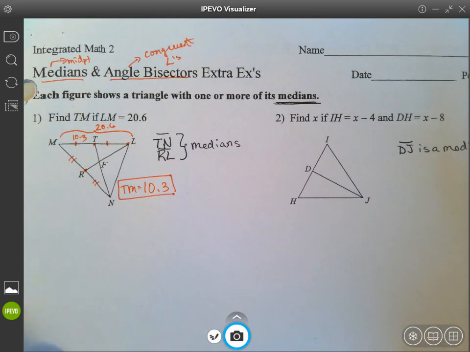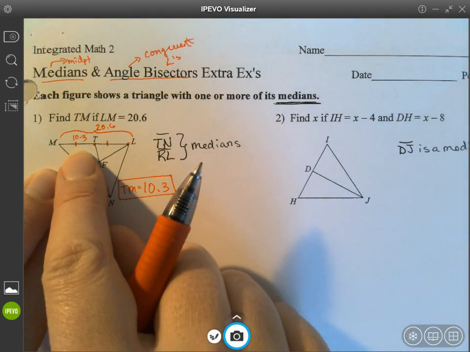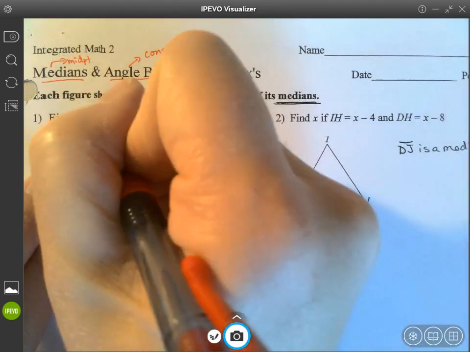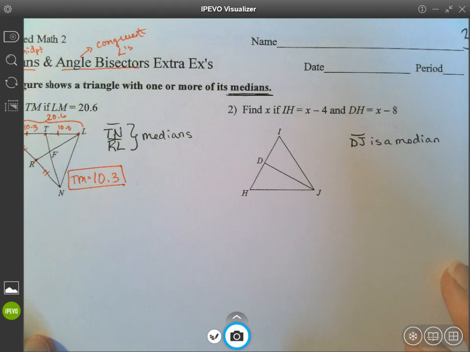All right. So it didn't really matter that this one was a median, but that's the idea that if we double 10.3, we'll get 20.6. This is also 10.3. I don't know anything else. That's all I know. Okay, now look at the next one.